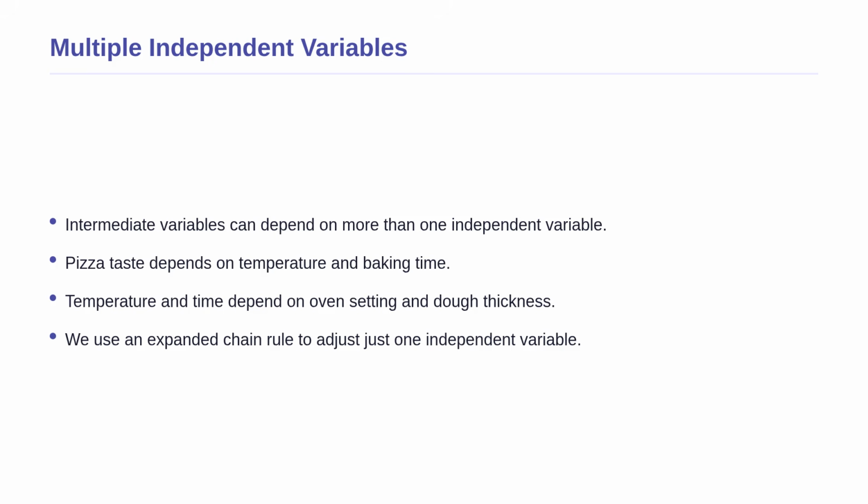Imagine baking a pizza in an oven. The final taste depends on the temperature and the baking time. However, the temperature and the baking time might both depend on two other factors: the specific oven setting you choose and the thickness of the dough. In this scenario, we have two intermediate variables and two independent variables. We must use a slightly expanded version of the chain rule to find how the final output changes when we adjust just one of those independent variables.